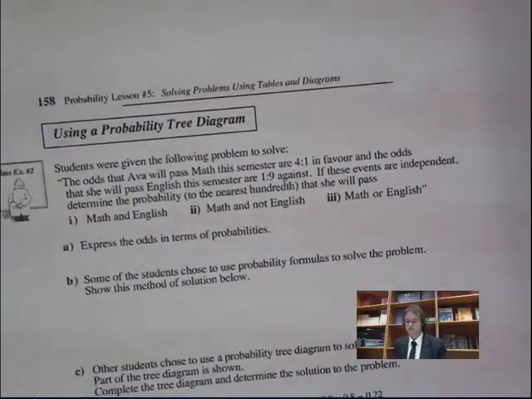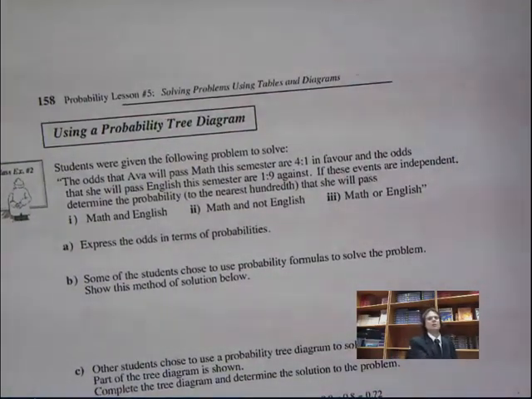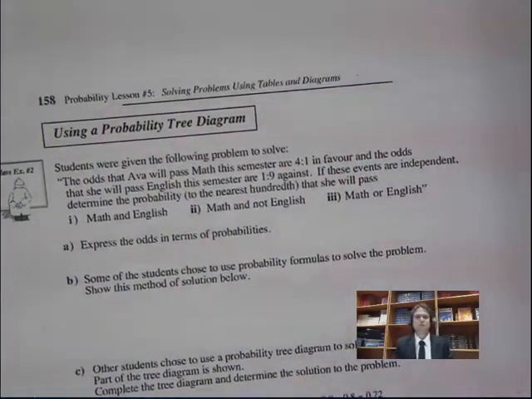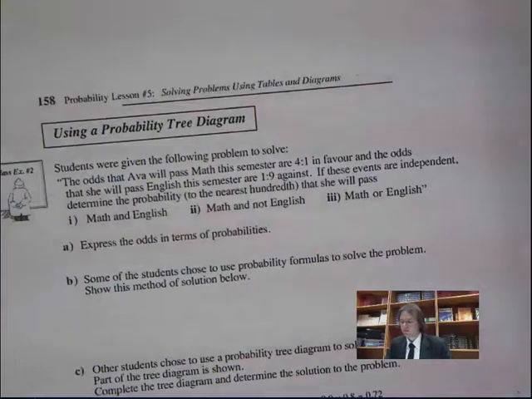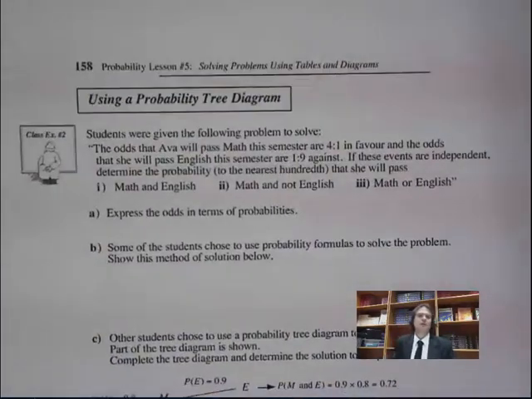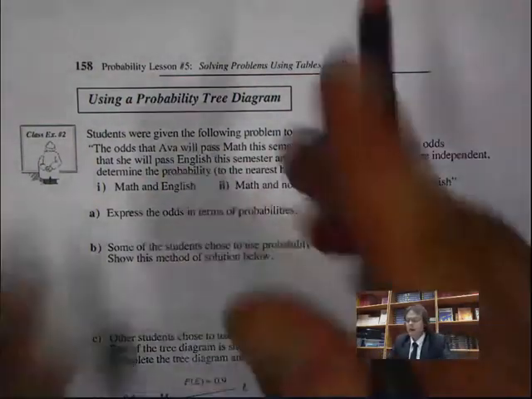So next question. Next question says, students were given the following problems to solve. The odds that Ava will pass math this semester are 4 to 1 in favor. The odds that she will pass English this semester are 1 to 9 against. These events are independent. Determine the probability to the nearest hundredth that she will pass. So now we're looking at odds again. So what is the probability that she passes math and English?